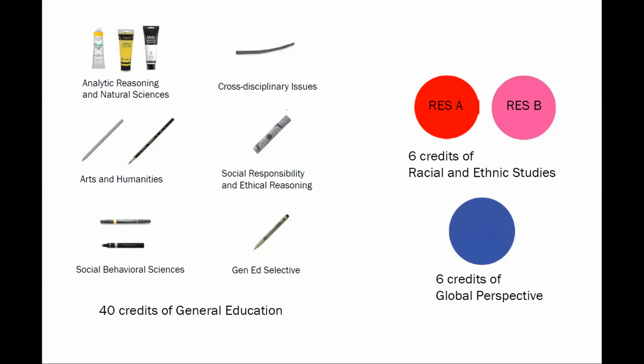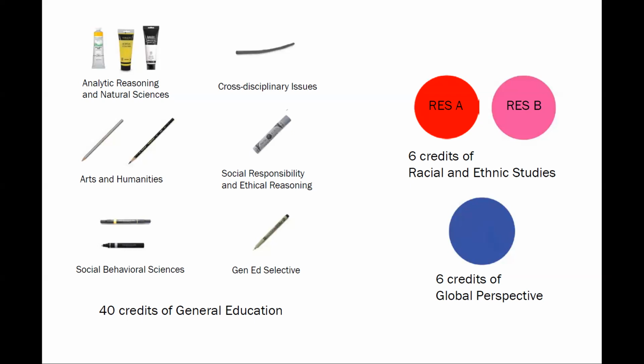And then in our social responsibilities, ethical reasoning, we have some pastel, and you can get whatever color pastel you want. And then in our Gen Ed selection, we have a micron marker pen, and they come in various colors, and you can get whatever color you want for that micron pen, as long as it's on the Gen Ed list.